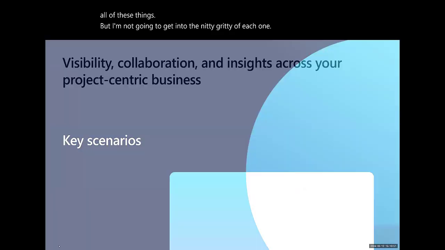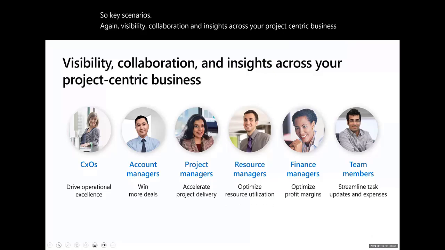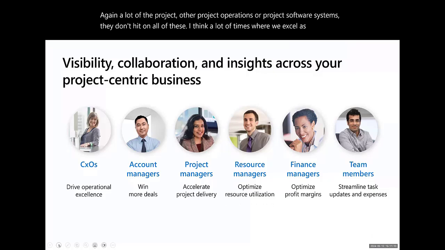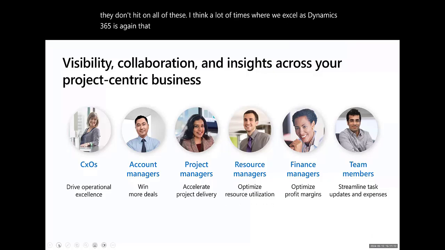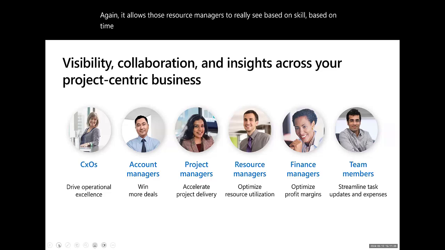So key scenarios. Again, visibility, collaboration, and insights across your project-centric business. A lot of the other project operations or project software systems don't hit on all of these. I think where we excel as Dynamics 365 is the resource managers, the fact that it uses the same scheduling board as field service. It's the same. Project ops was built on top of field service. So it allows those resource managers to really see, based on skill, based on time available, if they could maybe work something for 2 hours this week and 2 hours next week.